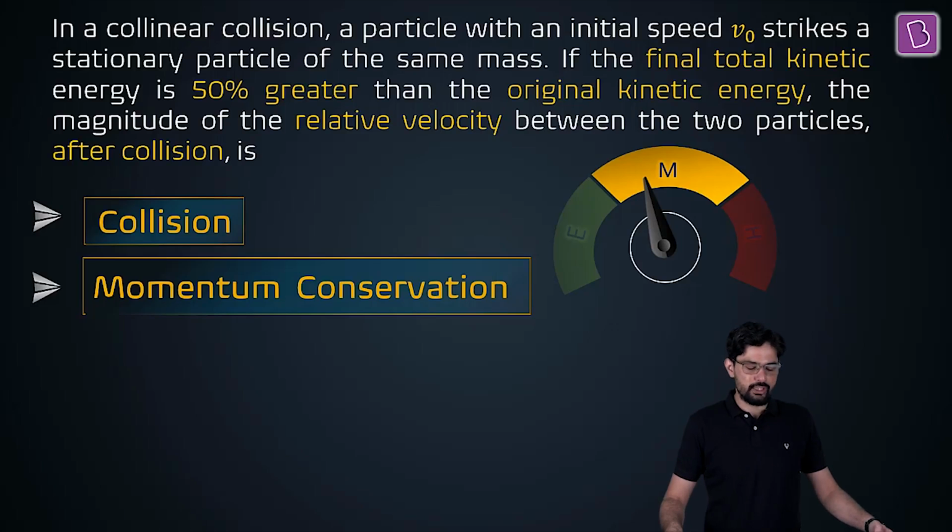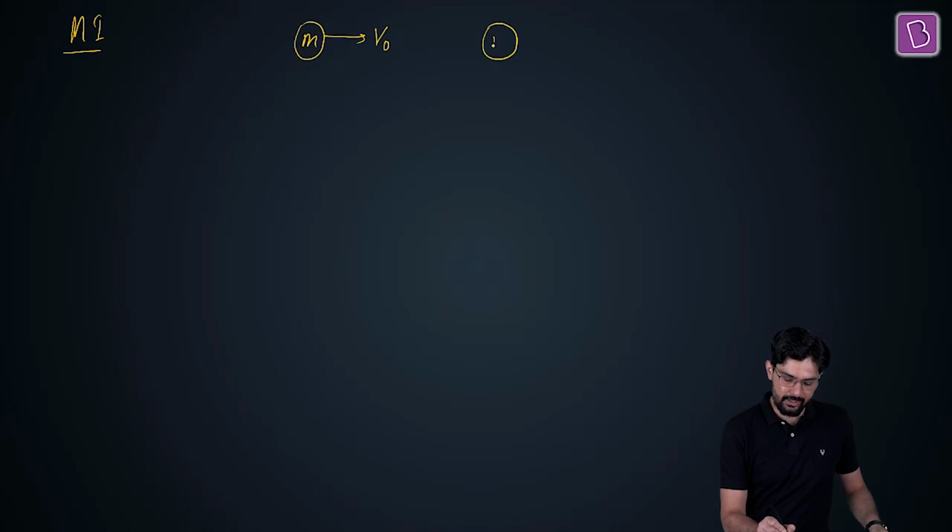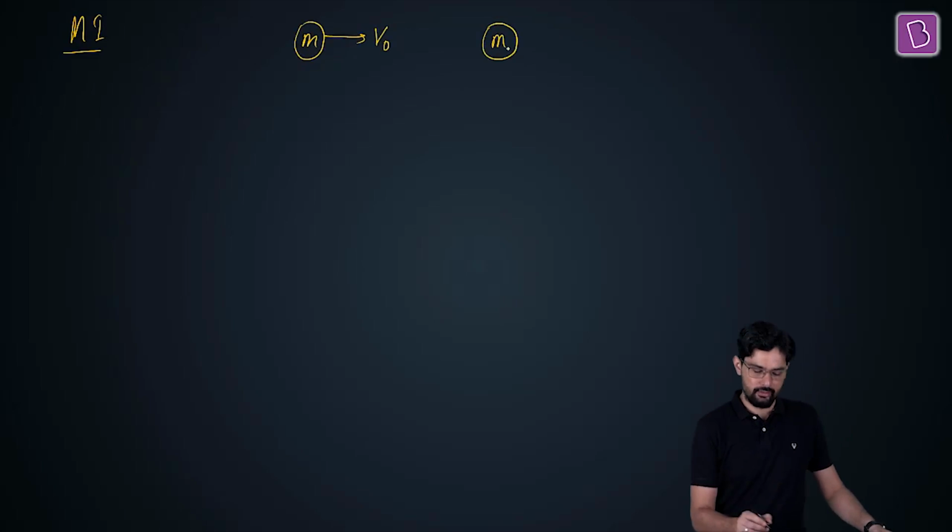So what I'm going to do is solve this problem via two methods. One is going to be a longer method and the other one is going to be a shortcut. So let's see method number 1. Let's assume this particle is moving with a velocity v0 and the mass is m, and the other particle which is kept at rest is this one.